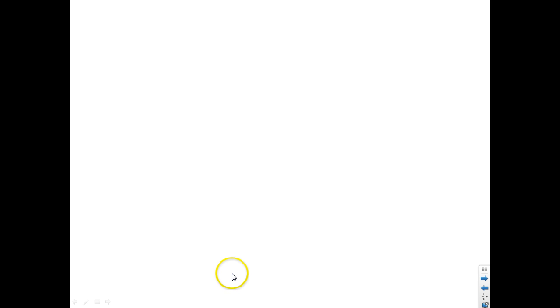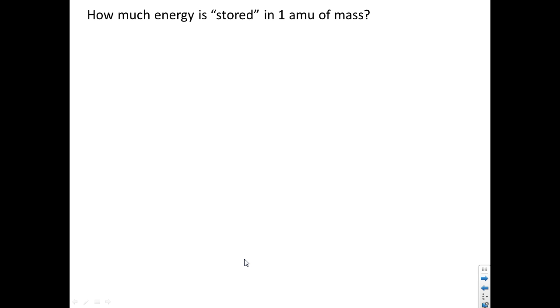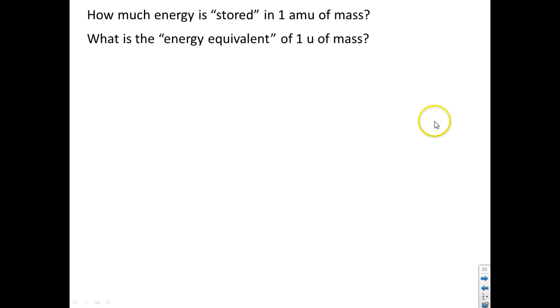So there's an interesting question here, which is how much energy exactly are we talking about as being stored in mass? For example, how much energy is stored in one atomic mass unit? Another way to ask the question is, what is the energy equivalent of one atomic mass unit, or 1 u? So we start with the equation E equals mc squared, and then we substitute in for mass 1 u.